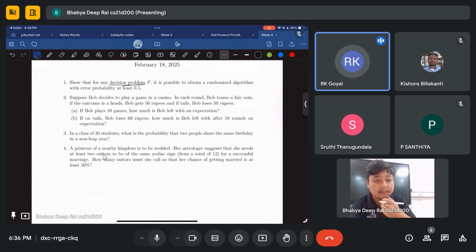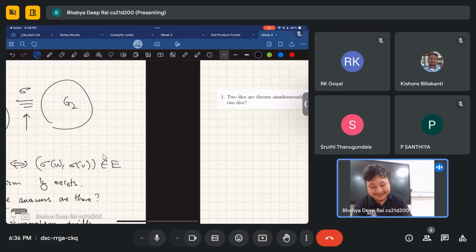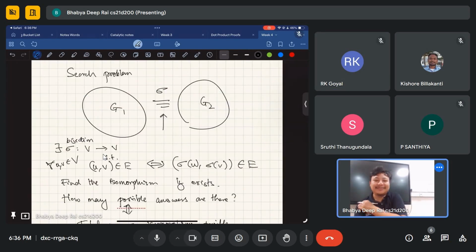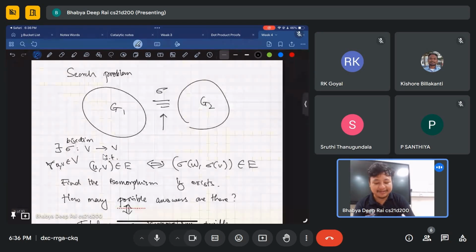And a small thing: graph isomorphism is not NP complete. It is somewhere NP intermediate. This is not an NP complete problem, but it's a very difficult problem. By the way, for the graph isomorphism problem, we don't have a polynomial time solution.